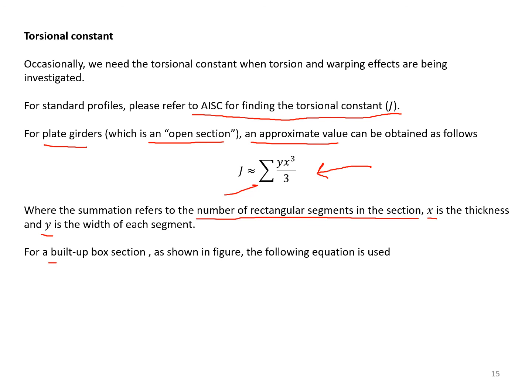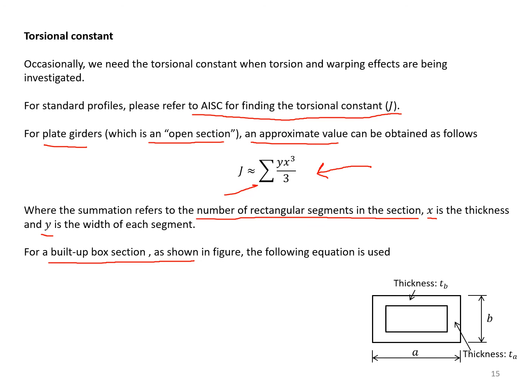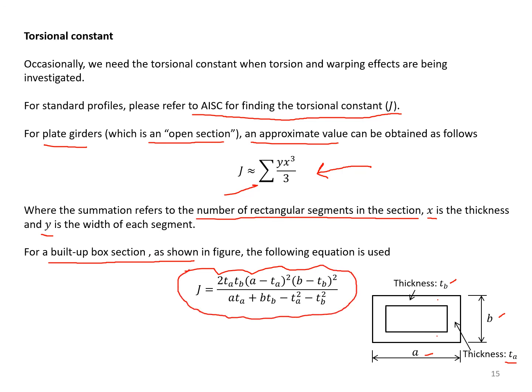Now you may have a built-up section which is in the form of a box. If it is a closed form section, and in general you might have a dimension A by B, the thickness as TB on the top and bottom flanges, in the web as TA and TA, then you can use this equation for computing J. It is 2 times the thicknesses of the two parts, A minus TA to the power of 2, B minus TB to the power of 2, divided by A TA plus B TB minus TA squared minus TB squared.